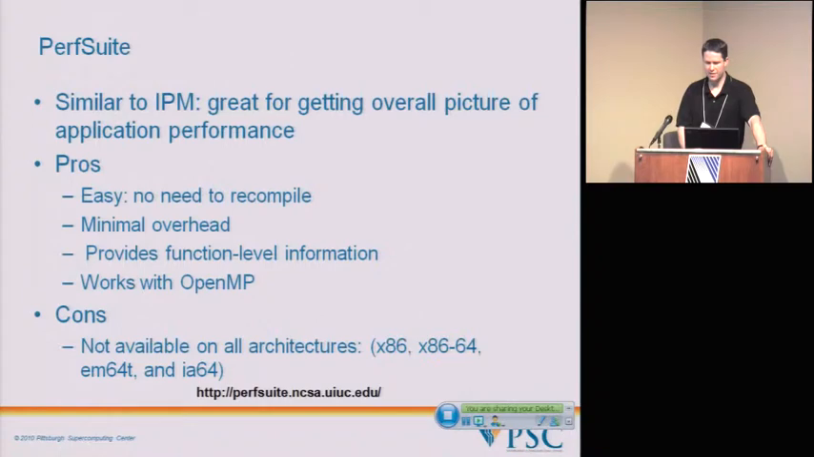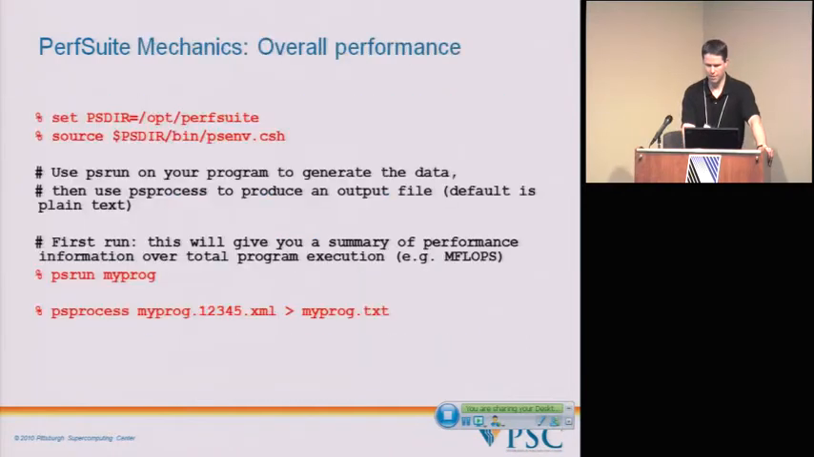One of the cons is that it's not as widely available as IPM on different architectures. You're basically limited to x86 and Itanium for PerfSuite. And so I think its coverage on the TeraGrid sites is not quite as broad. I know it's installed on Pople at the PSC, and I'm pretty sure it's installed on clusters at NCSA, but we'll have to check again to know exactly where it is. But IPM is a little bit broader because it runs on more architectures. But PerfSuite has a couple of advantages: that function level information, and you can do it with OpenMP.